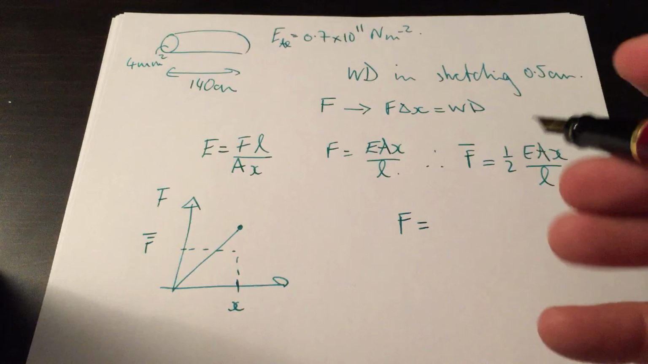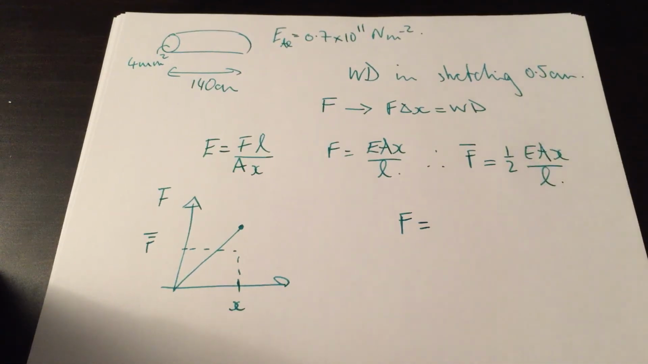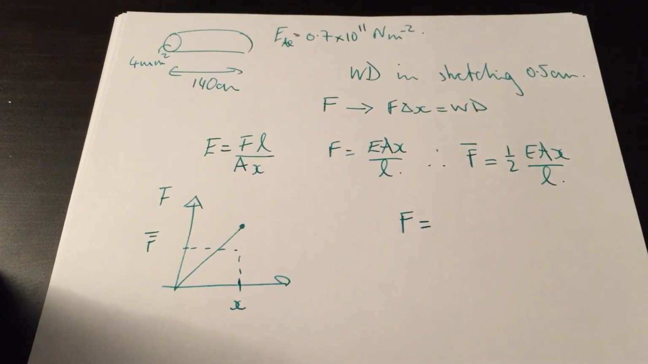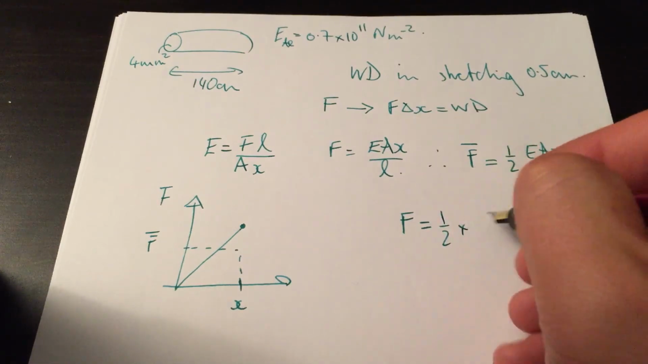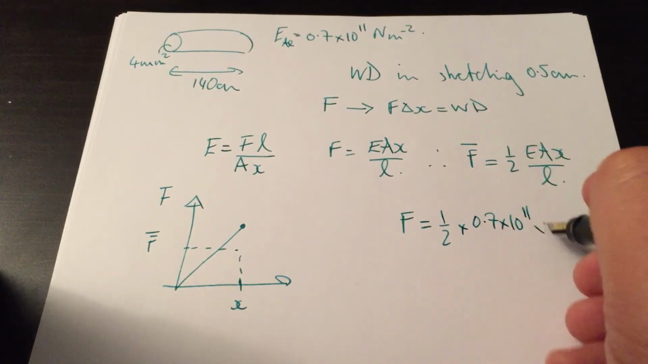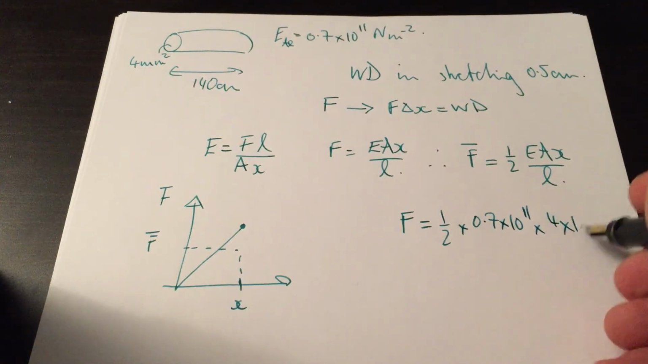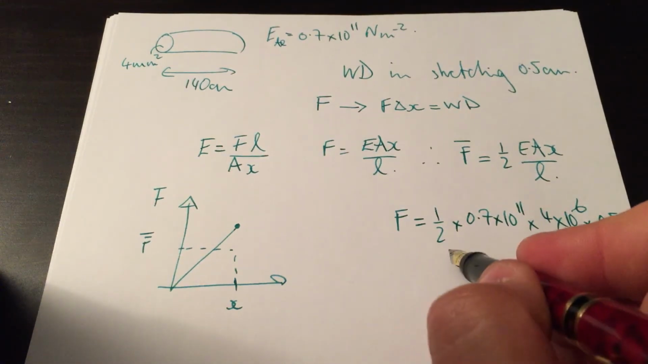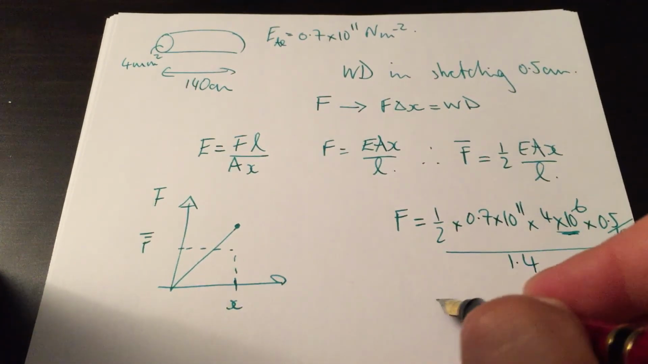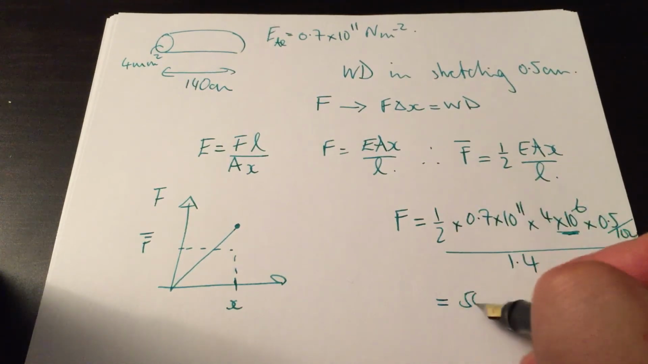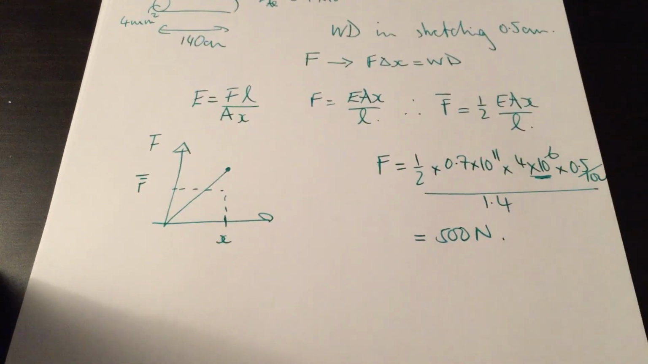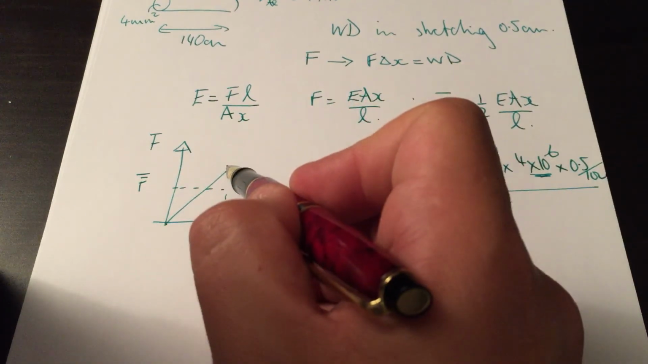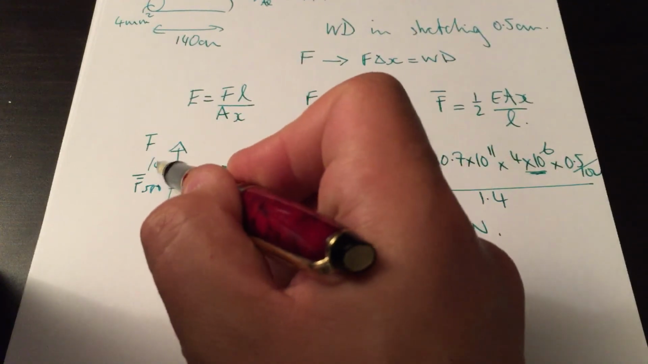So F is going to be, I'm going to use some of the figures from last time round. It's going to be a half by 0.7 times 10 to the 11 by 4 times 10 to the minus 6. Remember the conversion by the extension 0.5. Did I say centimetres? Yes. So divide that by 100. Conversion, of course. Divide the whole thing by the original length 1.4 gives us, and the half, 500 newtons. The average force exerted. It starts at 0, it finishes at 1,000. The average force is 500.